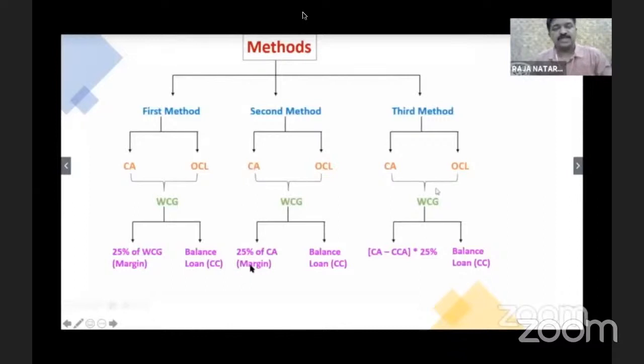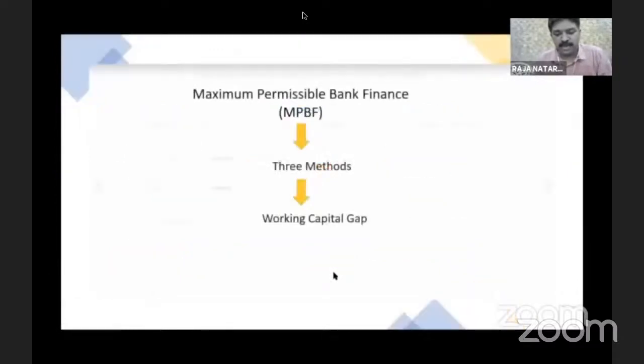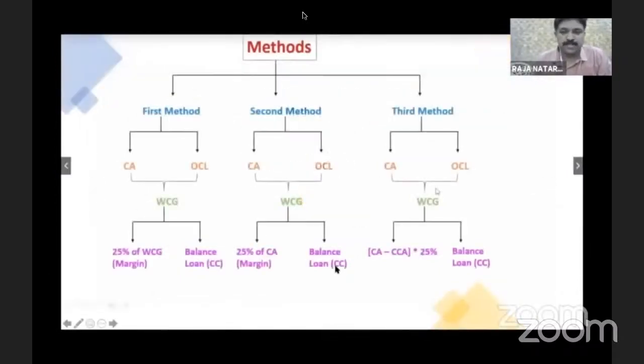25% of the current asset should be brought in by the promoters as margin to fund the gap, and only the balance can be funded by the bankers. I repeat once again, current asset, some portion can be funded by other current liability. There is going to be a gap. This gap has to be funded by promoters. How much? 25% of the current asset should be brought in by the promoters to fund the gap, and there will be something left over. Only that portion can be funded by the bankers.